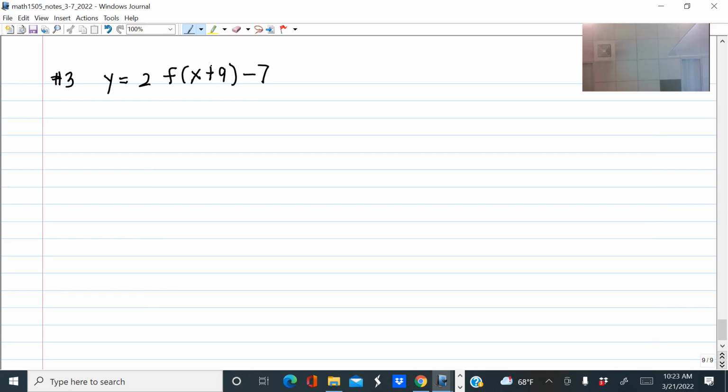So let's start with this transformation where we're adding 9 to x. What effect does that transformation have? When you add or subtract a constant from x, how does that affect the graph of the function?